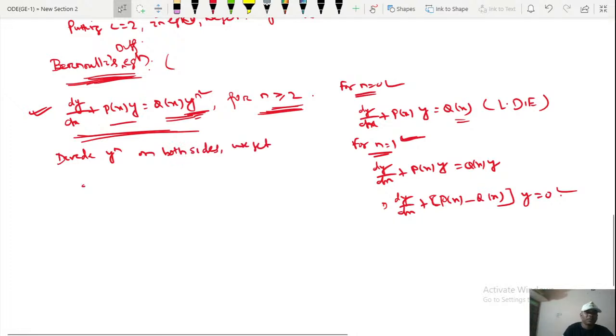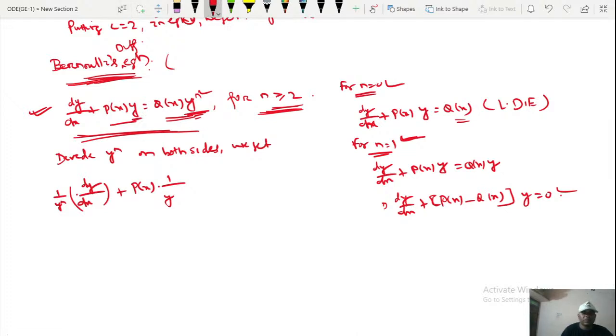We get this: I am dividing by y to the power n, that means this is 1 by y to the power n into dy by dx plus p of x into y, where y to the power 1 divided by y to the power n will be y to the power 1 minus n, equal to q of x.